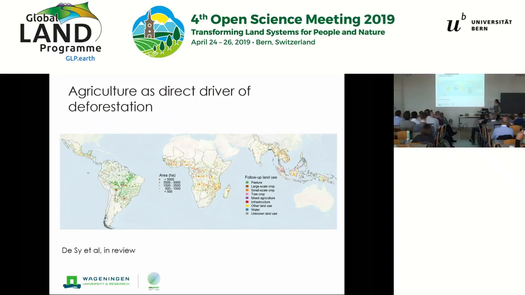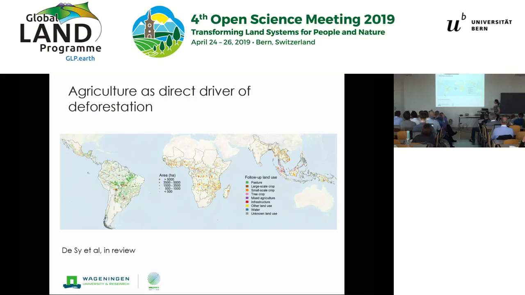So you see all these dots, these are the deforestation. The bigger the dot, the more deforestation. And the colors give sort of to which land use the forest was converted. And of course, you see here the arc of deforestation. It's mainly pasture. You have some brown hotspots, which are large-scale cropland conversions.